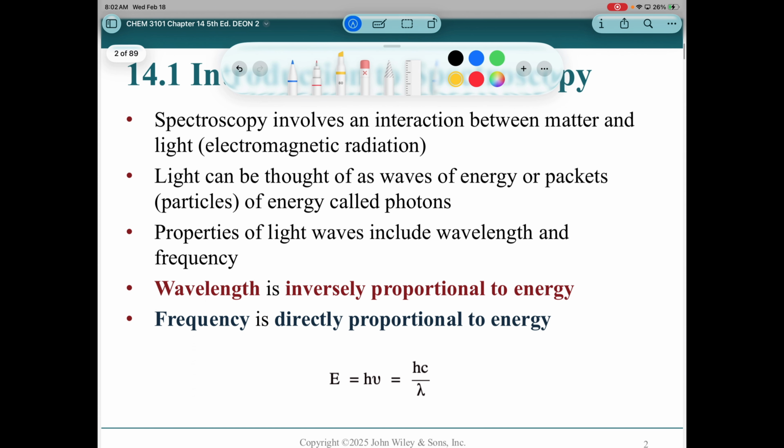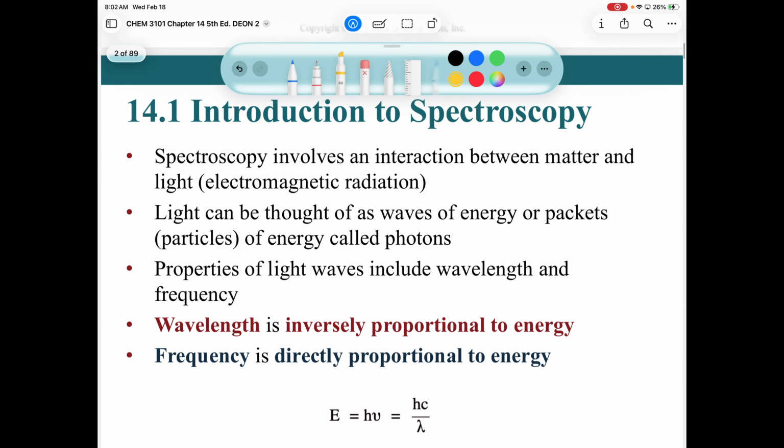So, spectroscopy. What does spectroscopy mean? Well, spectroscopy is nothing more than the interaction between matter and light. And the matter that we are interested in this class is going to be molecules. And so we're going to be irradiating, which is essentially shining infrared light on organic molecules, and we're going to be able to get some information out of that.